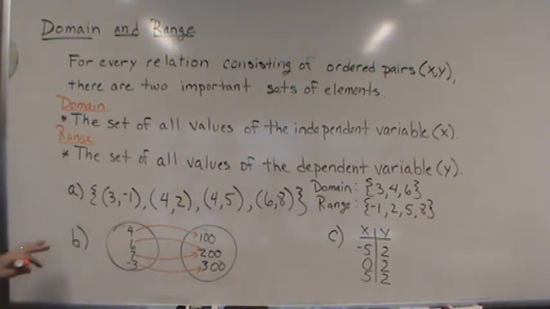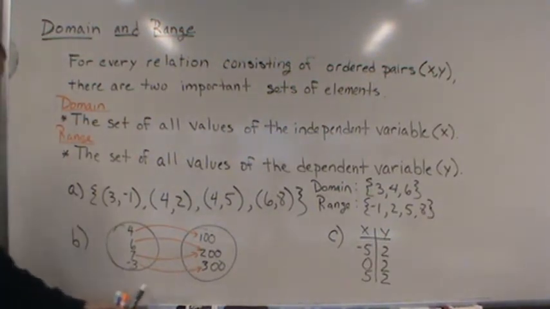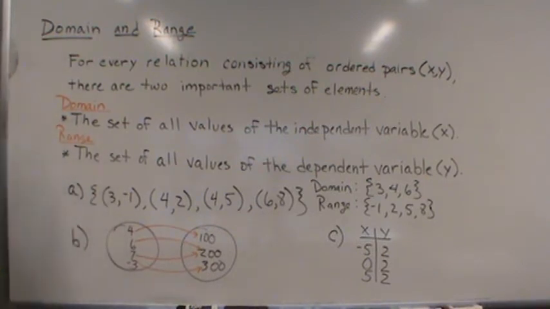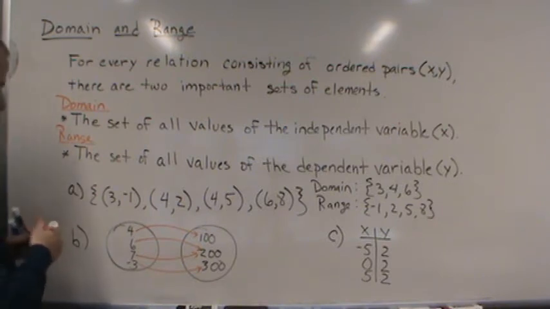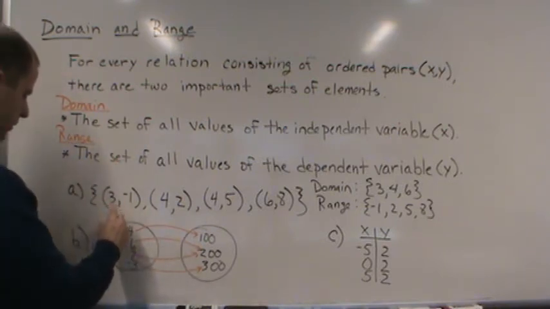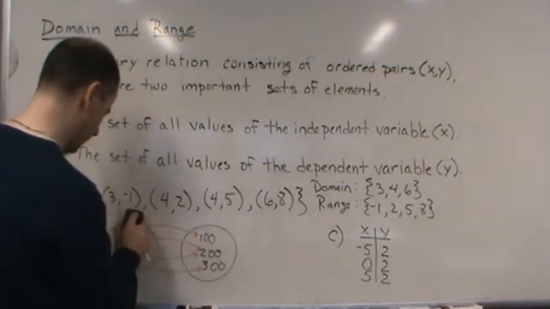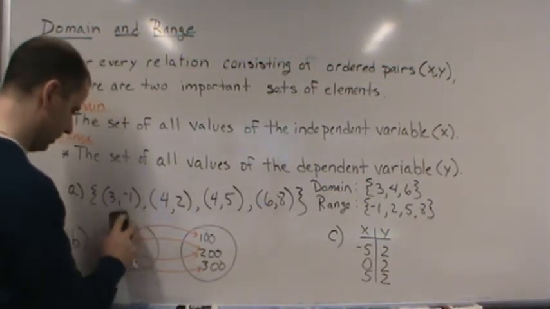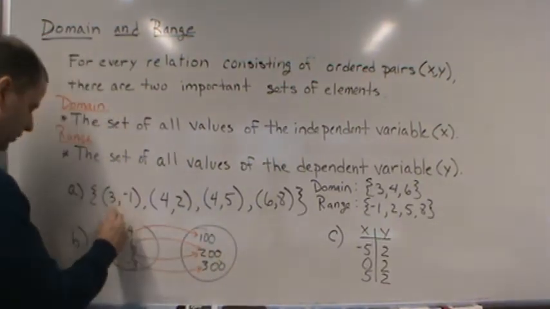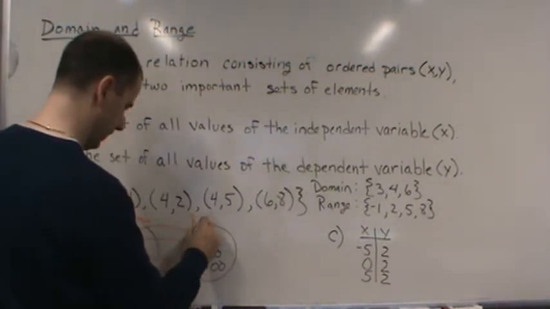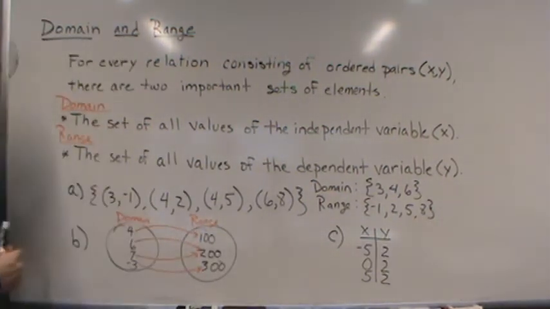Okay, so let's look at B. Now B is using this pictorial type of visual. You tell by the arrows. So this is the range. Oh, I keep messing up. Domain. Domain. And this is the range.